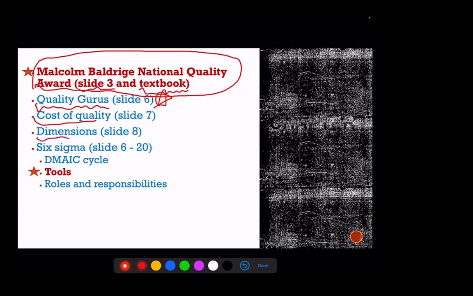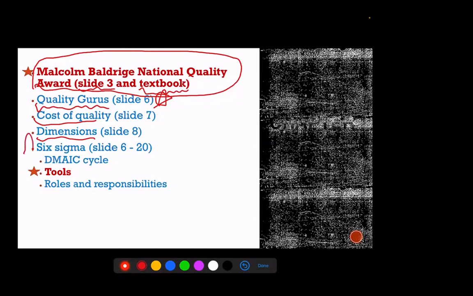Also the dimensions: we have 7 dimensions to assess quality. Take a look, including performance, features, durability, aesthetics and others. We have a lot to talk about, the dimensions we use to evaluate quality.